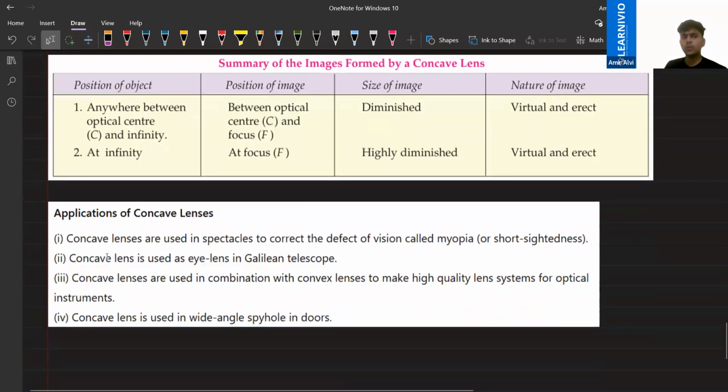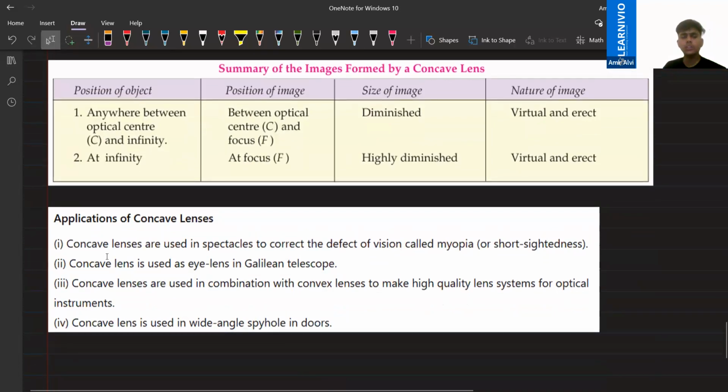Okay, so please note down the applications. The applications of concave lenses are for correcting myopia. Concave lens is also used in the Galilean telescope. It's a type of telescope, right? So you don't have to go into detail. And concave lens is also used with different types of convex lenses to make high instruments. Okay.